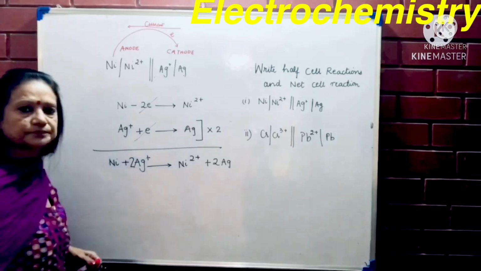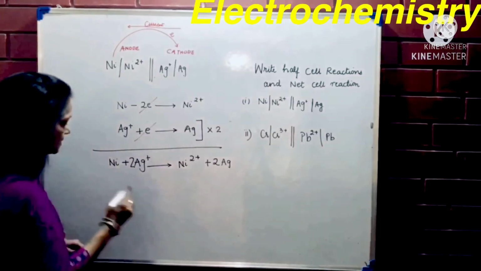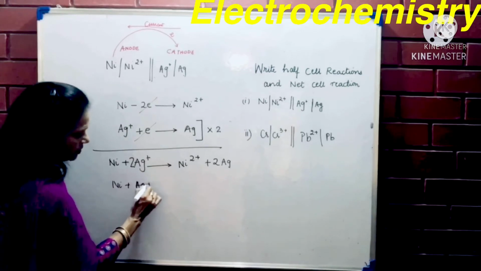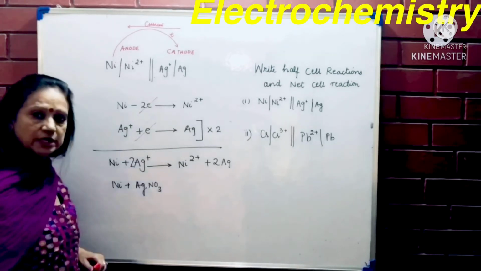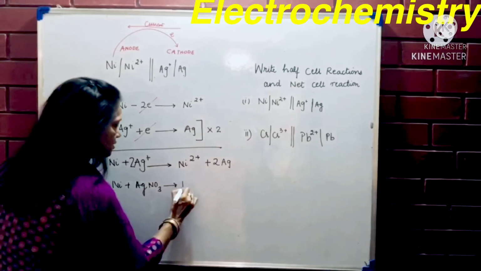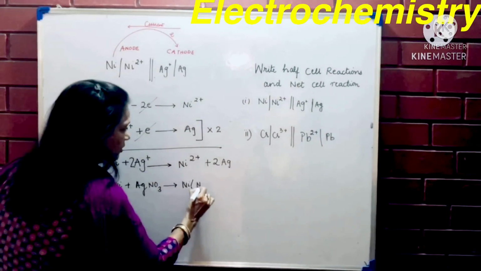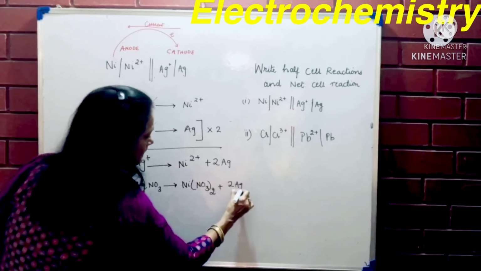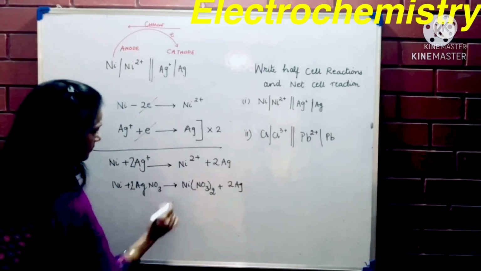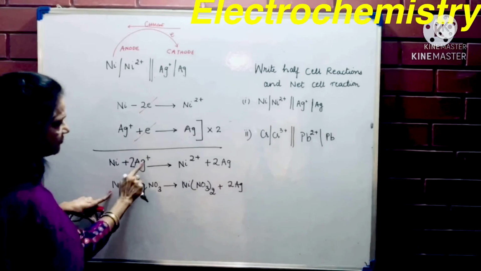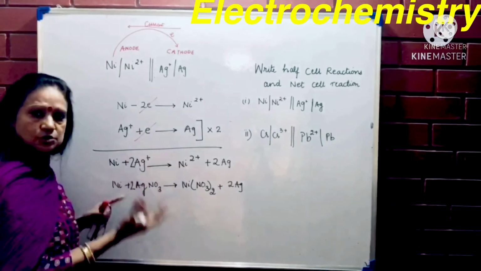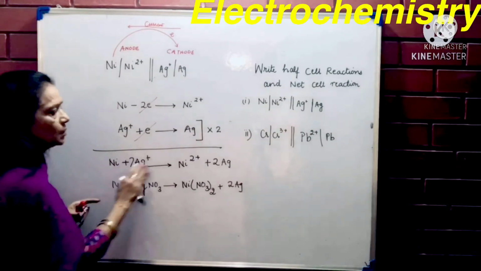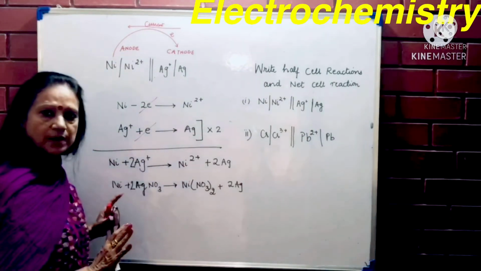2 Ag. Which actually means that if I react say nickel with a salt of silver, it can be silver nitrate, it will give me a salt of nickel, which will be nickel nitrate plus Ag. So whenever we write in ions, these are salts. They can be silver nitrate, silver chloride, any compound of silver. This can also be any compound of silver.